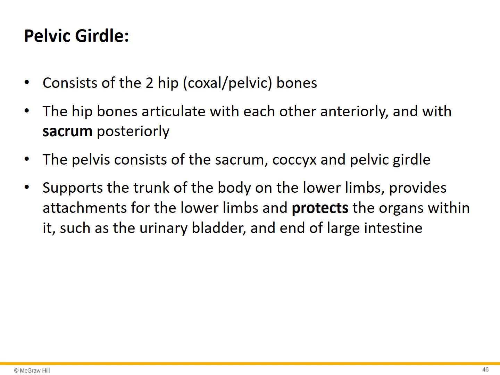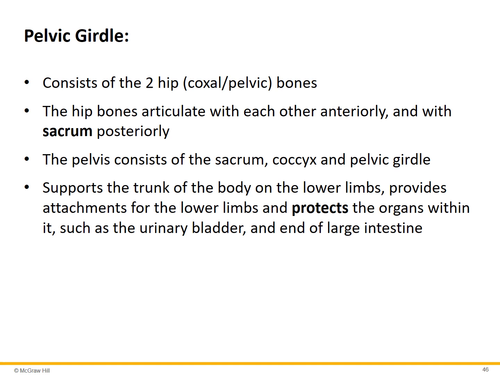Next, we'll look at the pelvic girdle. This consists of your two hip bones, which are referred to as coxal bones. You could also call them pelvic bones. The hip bones articulate with each other anteriorly. That's where the 2 pubic bones come together. And posteriorly, they articulate with the sacrum.